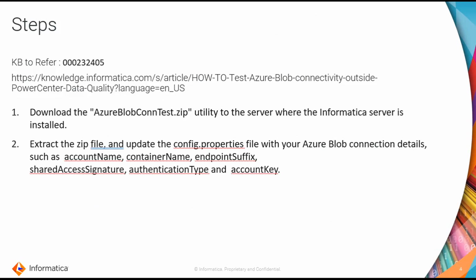Let's see how to use the Azure Blob test utility to verify Azure Blob connectivity from the Informatica server. You can refer to this KB and download the utility from the attachment section in this KB. Once you download the utility, place it on the server machine where the Informatica server is running. Now we can unzip the file and add Azure Blob connection details in the config.properties file.